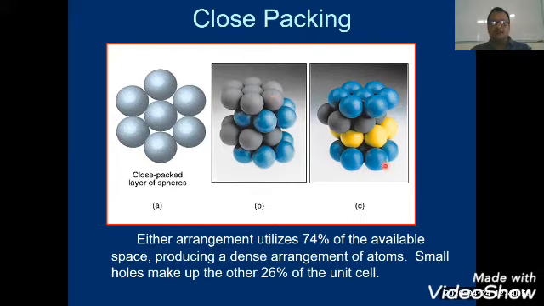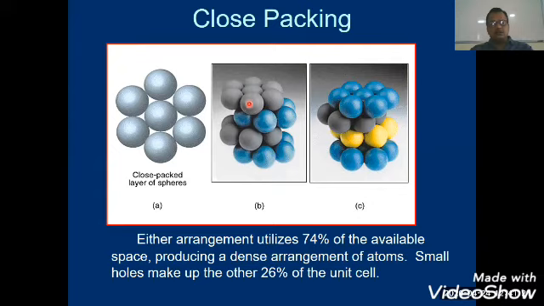This is your cubic close packing. This is the first layer, second layer, third layer. Neither the second layer nor the third layer is exactly above the first layer, but the fourth layer is exactly above the first layer. So we can call it A, B, C, then again A type of packing.